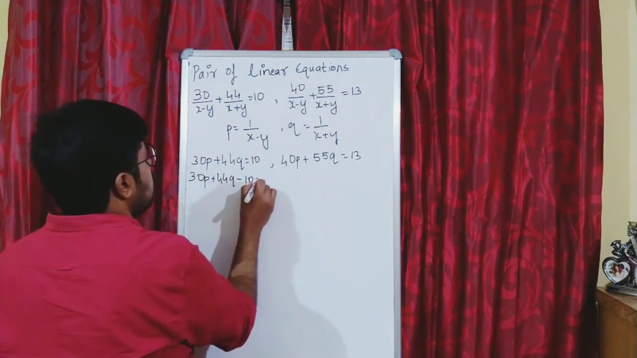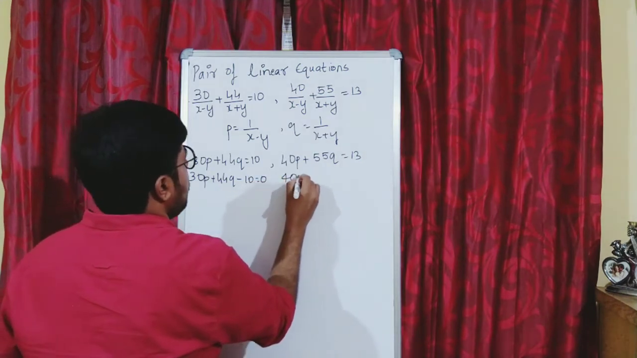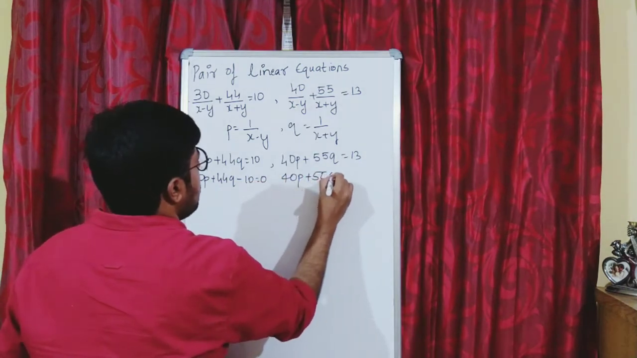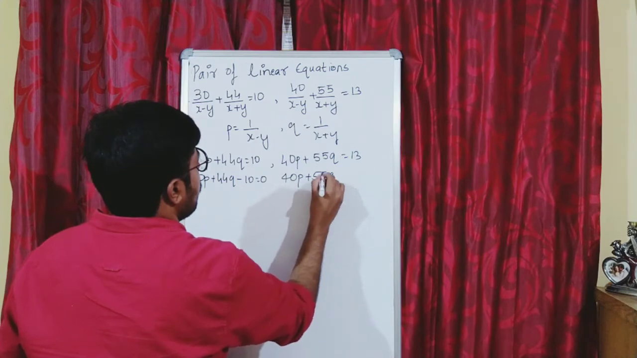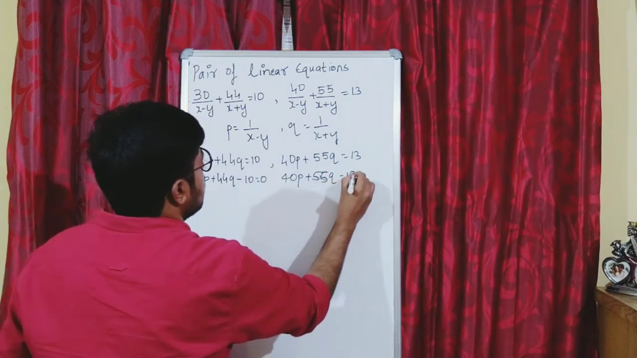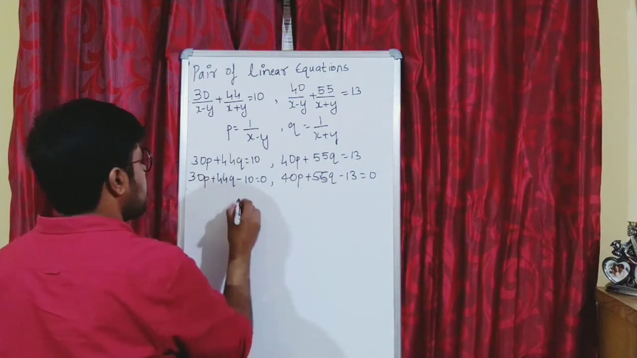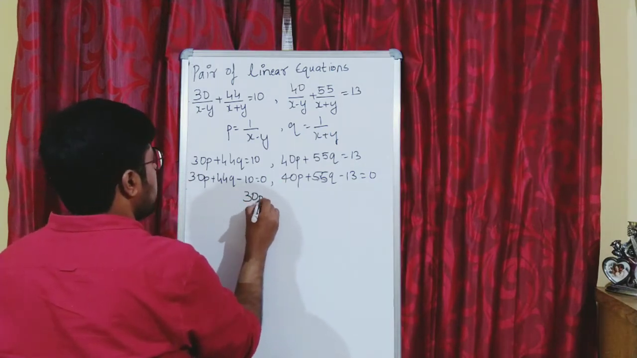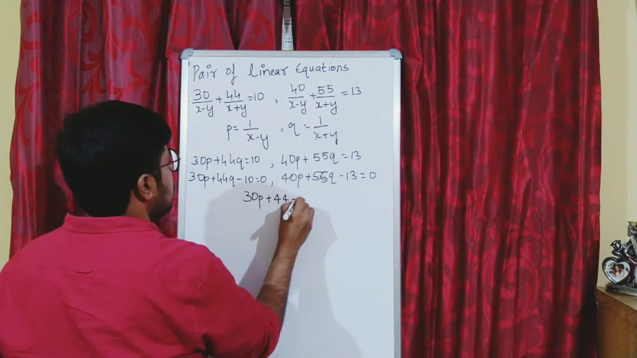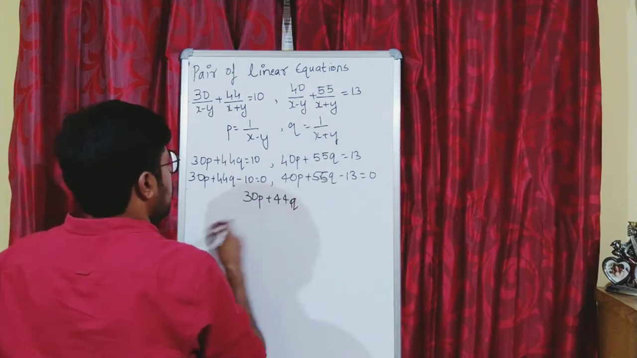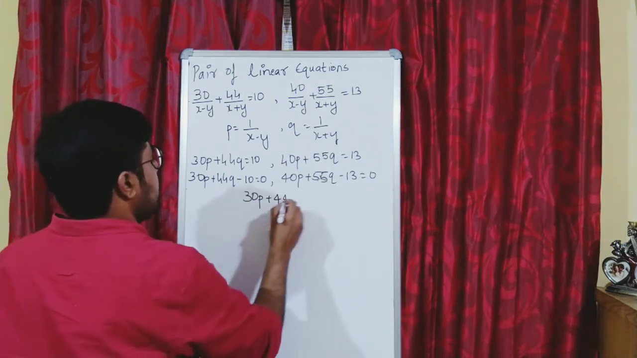30p plus 44q minus 10 equal to 0, and 40p plus 55q minus 13 equal to 0. Now we know we have to solve it by the elimination method. What we have learnt: I'll again write the equations one below the other, so you can easily solve the linear equations.